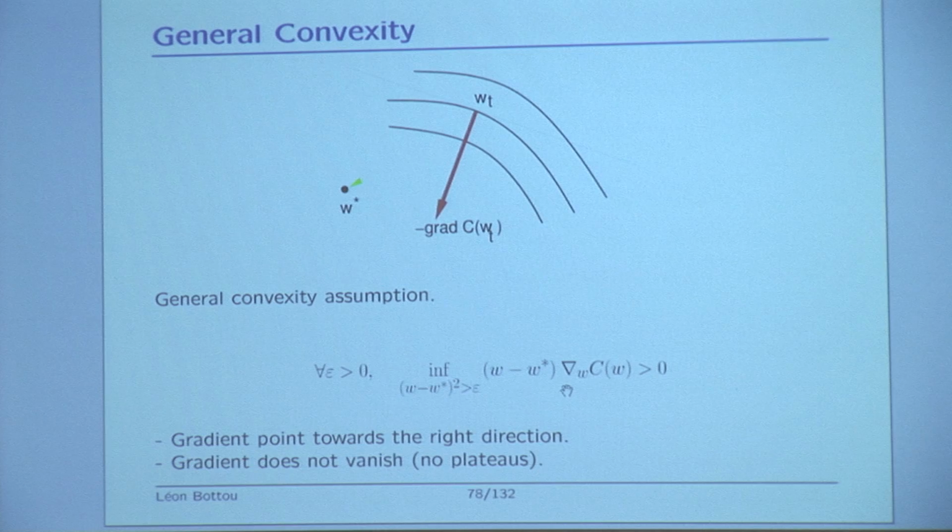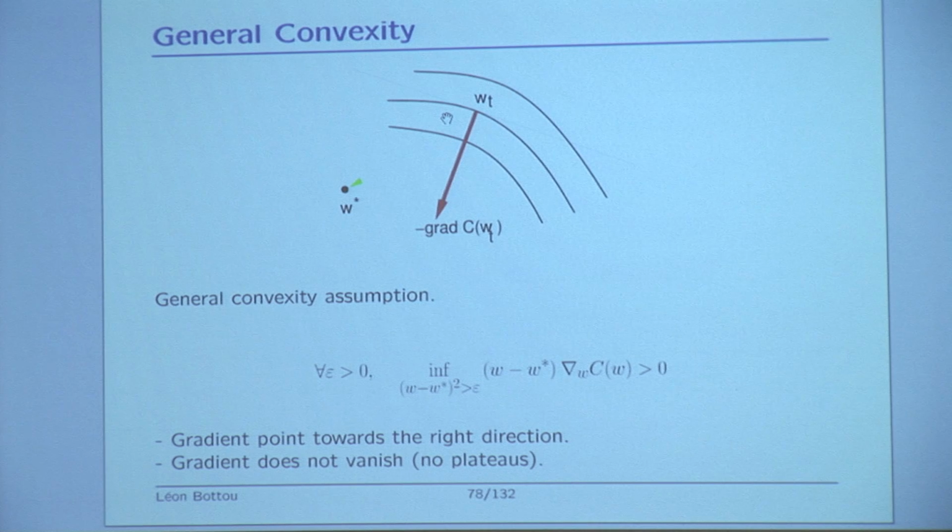So the convexity I'm going to work with is a form of quasi-convexity. And the condition is going to be that the dot product of W minus W star and the gradient in W is greater than 0. That means that if I'm somewhere here, these are level curves, the gradient of the cost takes me in the right direction. That the angle between the vector that goes from the current point to the solution and the gradient is small. It's less than 90 degrees.